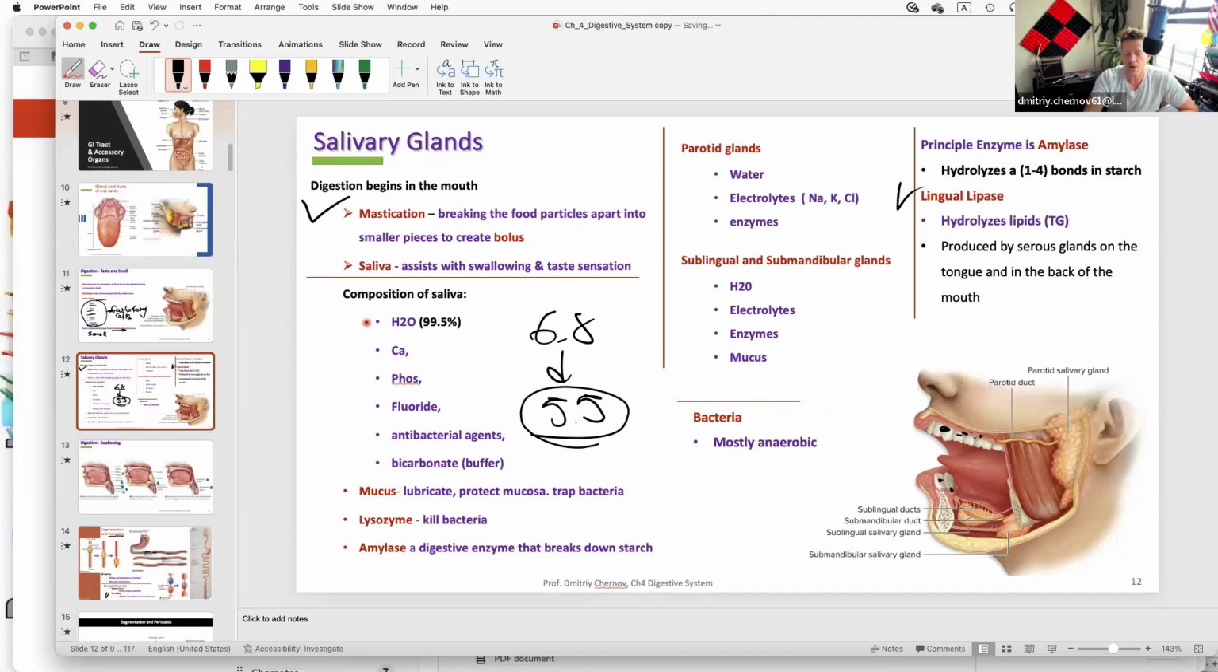So saliva is 99% water, and it has calcium and phosphorus. Calcium and phosphorus remineralize your enamel. Acidity demineralizes, breaks it down, but calcium and phosphorus remineralize. Demineralization, remineralization. So mineralize it back.